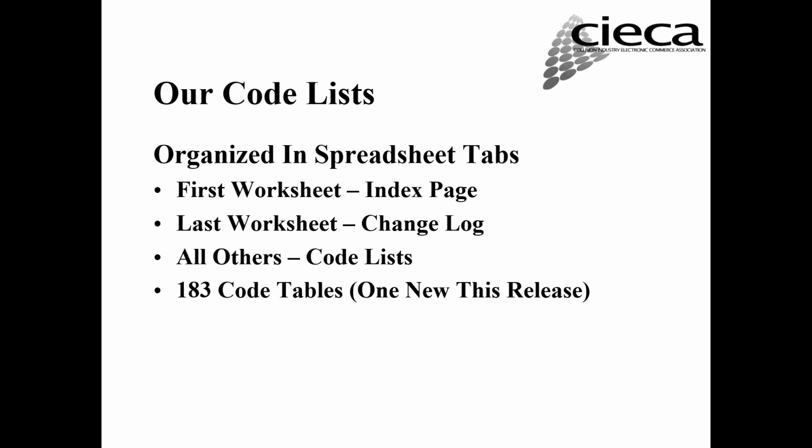The code list is a spreadsheet that's getting pretty gigantic these days. It starts with an index page containing hyperlinks to each of the tabs after that, and at the very end is a change log that becomes increasingly important with the changes we make and the number of years we've been in this business. And then in between the index and the change log are the code lists, which, as I referred to earlier, number 183 at this point.